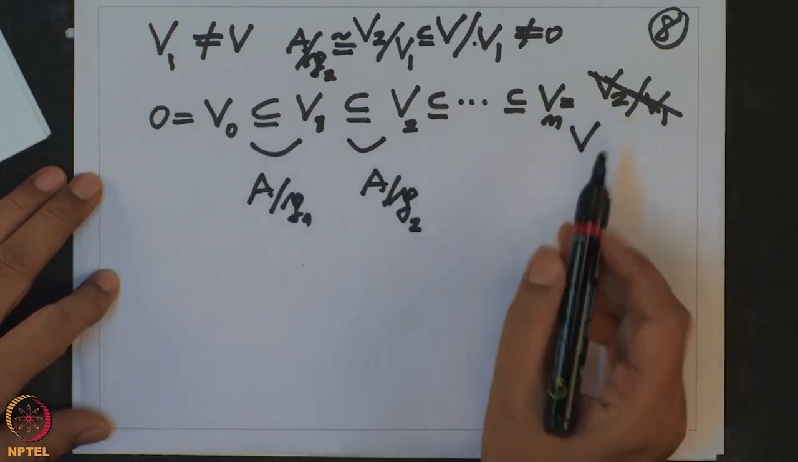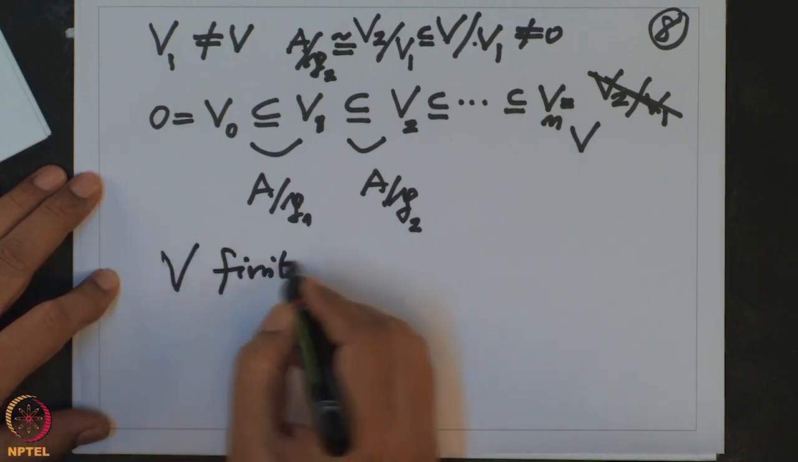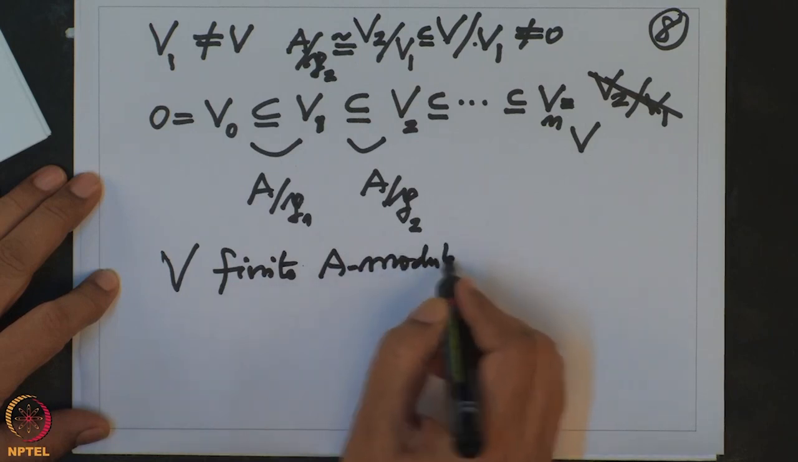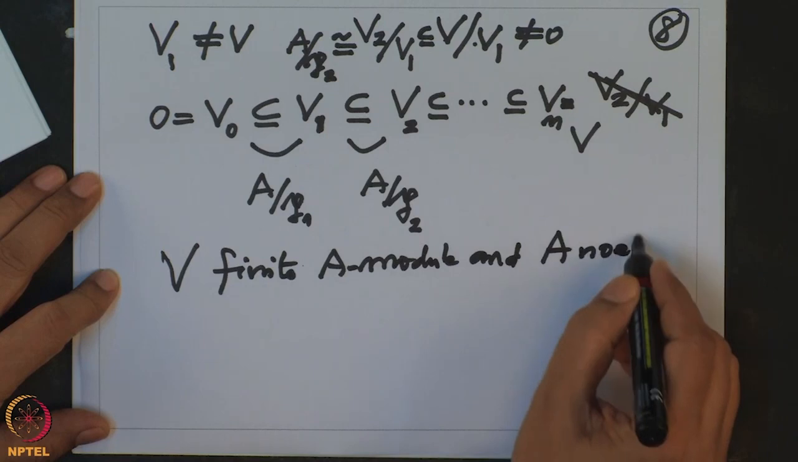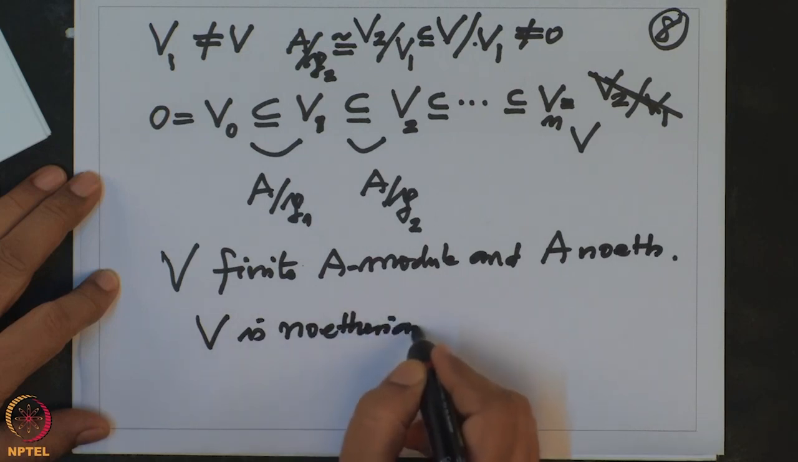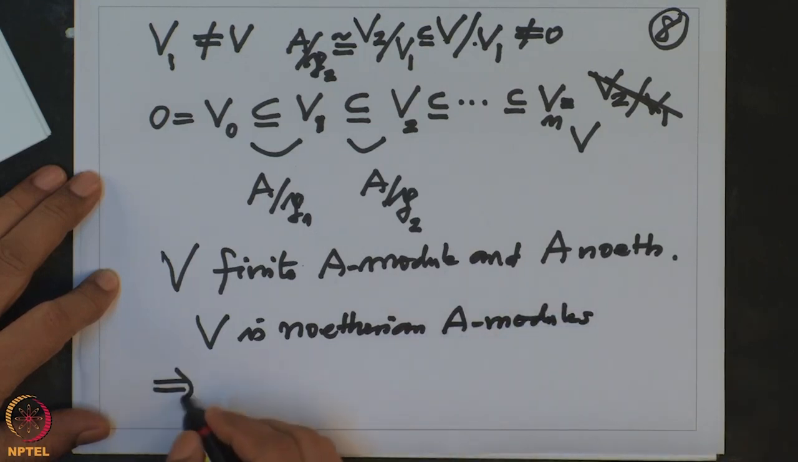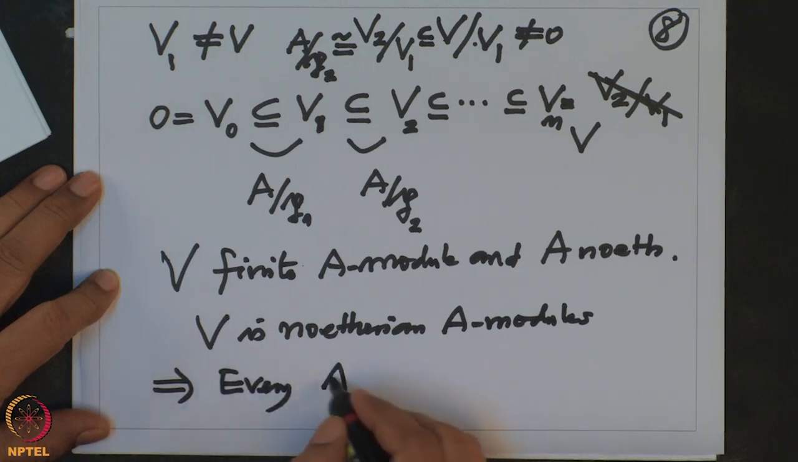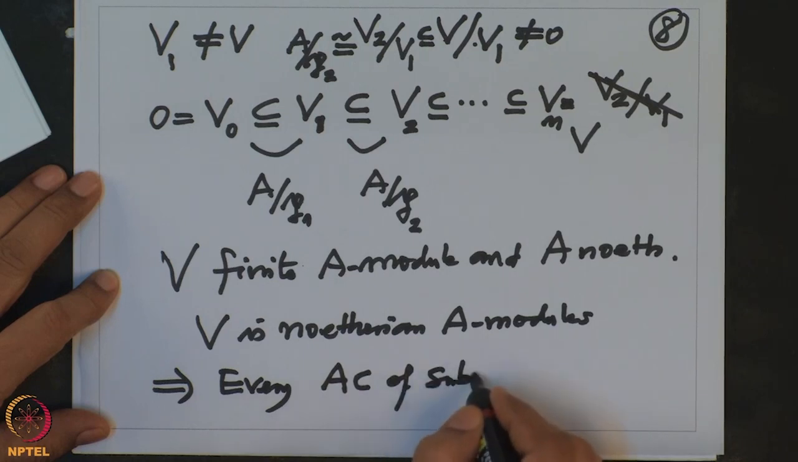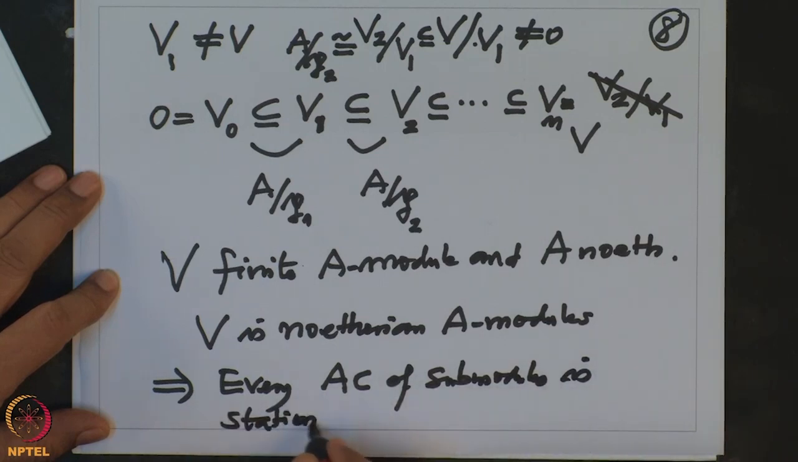and we can go on like this, and this chain has to stop at V, because V is a finite A module, and A is Noetherian. Therefore V is a Noetherian module, and Noetherian module means every ascending chain of submodules should become stationary. So therefore every ascending chain of submodules is stationary. So therefore we will finish at V, and that proves this corollary.